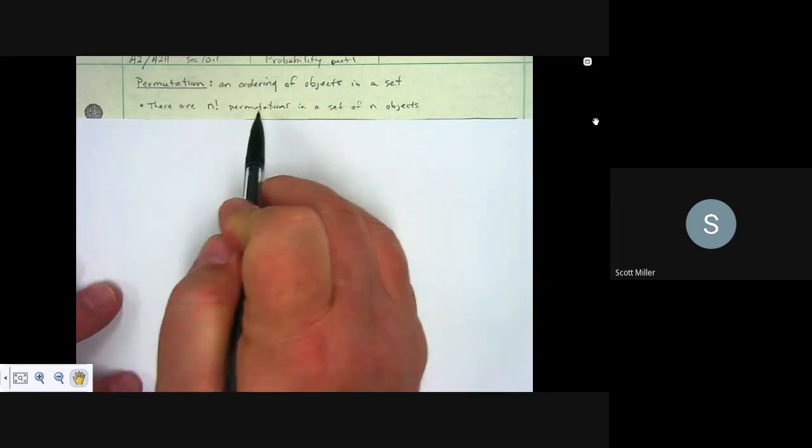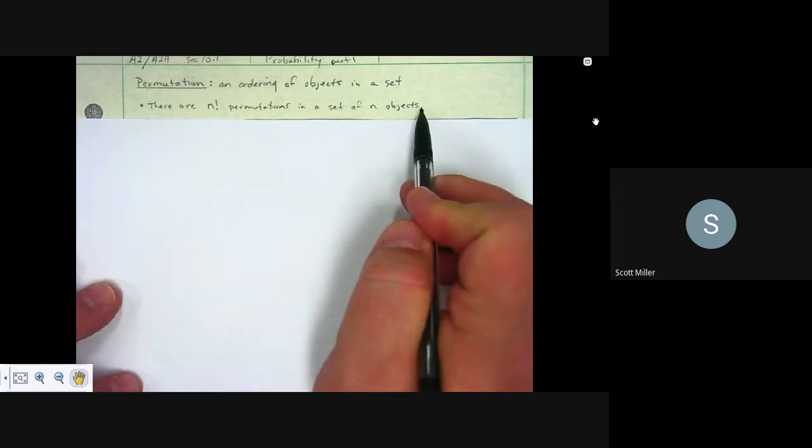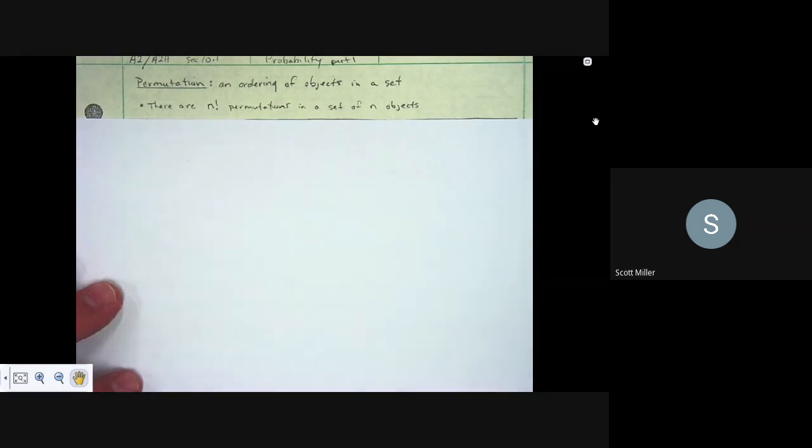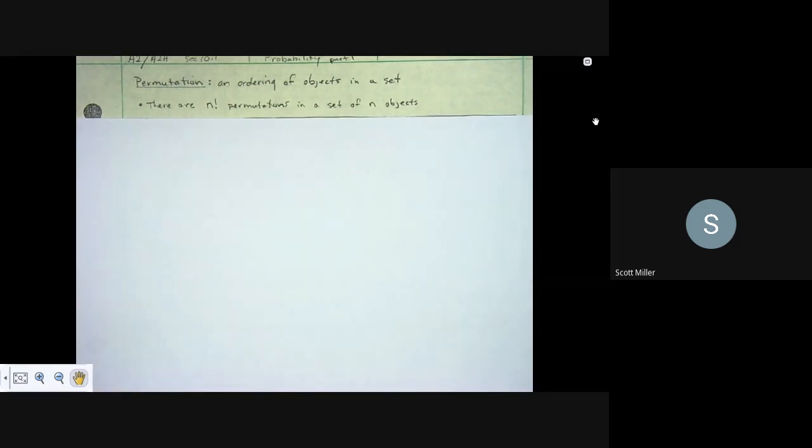So what's next? So what does all that mean? That has a special name. That is the ordering of a set of objects called a permutation. Permutation is an ordering, putting things in order. Okay, so if order matters, you're doing a permutation type. And there are n factorial permutations of a set of n objects, which is what factorial just means. So if I have 5 objects, then it's 5 factorial, the number of ways I can put them in order.